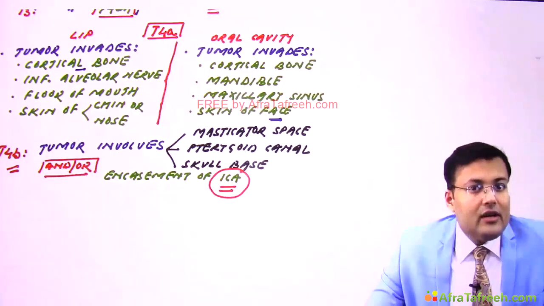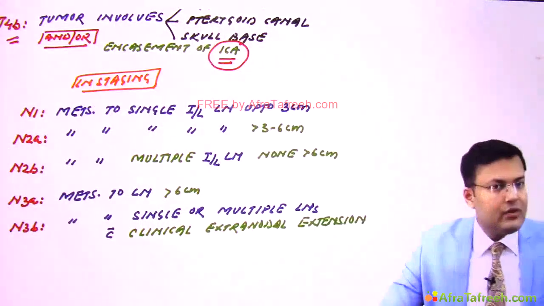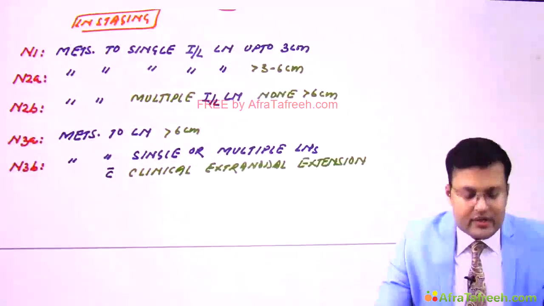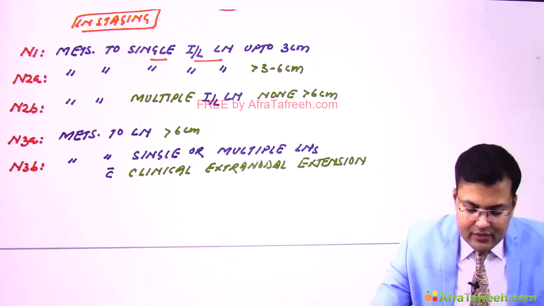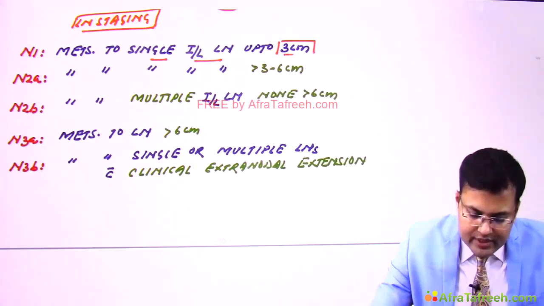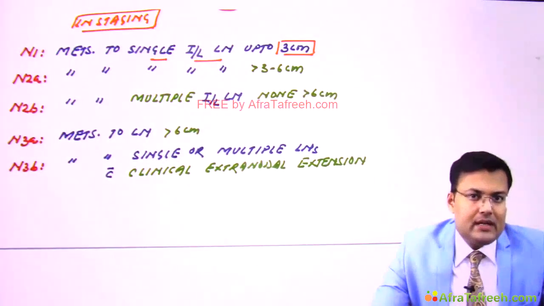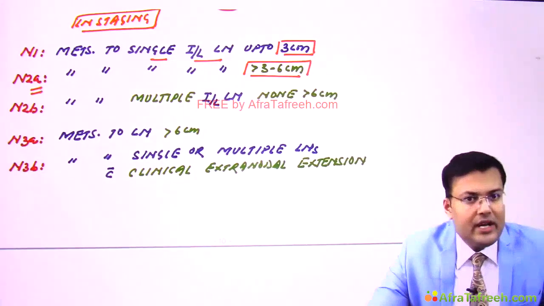Now see the lymph node staging. It is divided into N1, N2 and N3. What is N1? In N1 there is metastasis to a single ipsilateral lymph node, up to 3 centimeter. And whenever there is metastasis to a single ipsilateral lymph node but the size is more than 3 to 6 centimeter, then it is included in N2A.